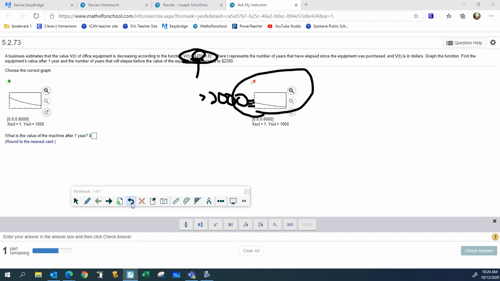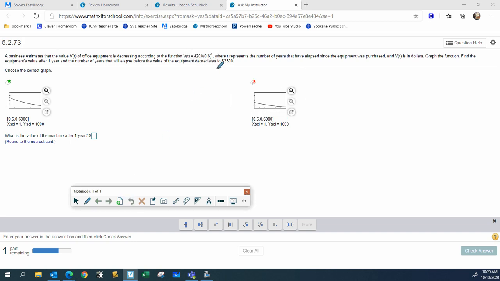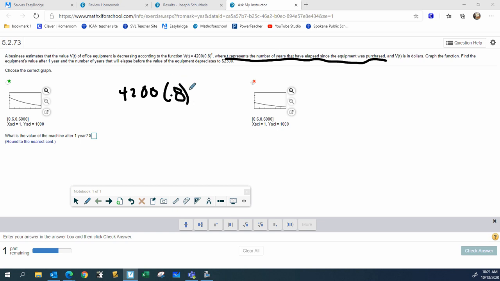When you go into answering that, you're just going to make sure that T represents the number of years that have elapsed since the equipment was purchased. So that's 1 year after, so 4,200 times 0.8 to the power of 1.